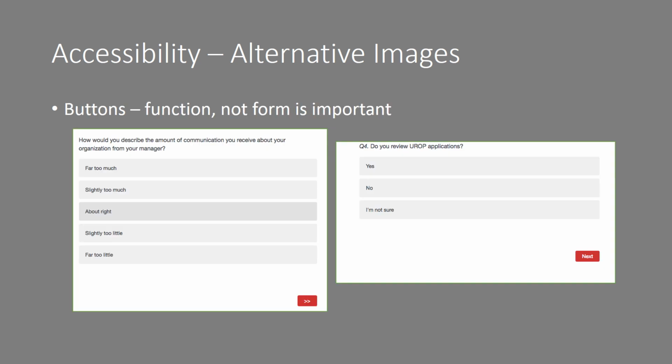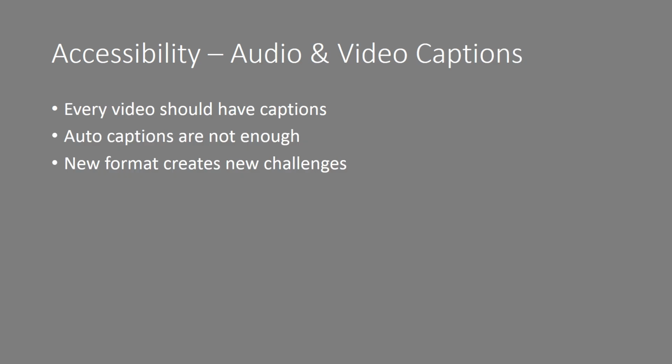Next slide. Buttons are important. It's about the function, but the form is not important. For example, seeing these 2 examples here, you'd want to be very careful to make sure that this is actually coded properly so that when somebody is going through this, they would know that the button is next and not just an arrow, and should be able to describe that properly. Next slide.